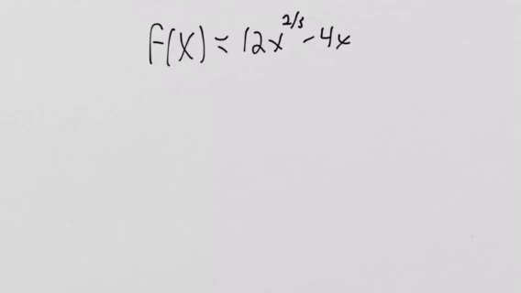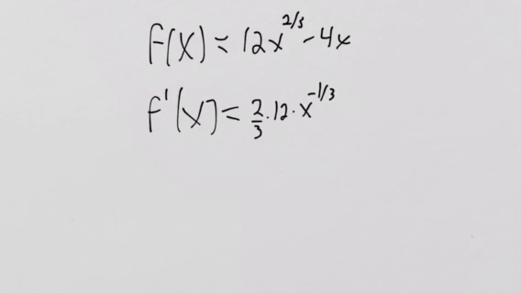Part A of this problem says find the coordinates for all critical points, which means we're going to have to find the derivative, because critical points are defined as where the slope is equal to 0. So we are going to first find f prime x, which seems like it's going to be quite fun because we are going to do 2/3 times 12 times x to the negative 1/3, because in our power rule we're going to subtract 1 from our exponent, minus the derivative of 4x, which is 4.